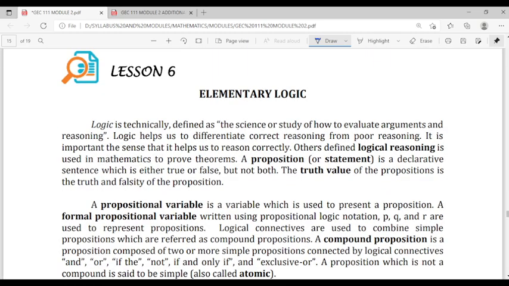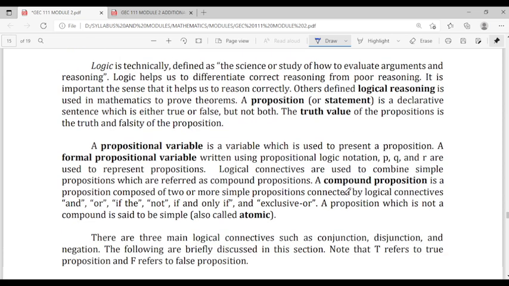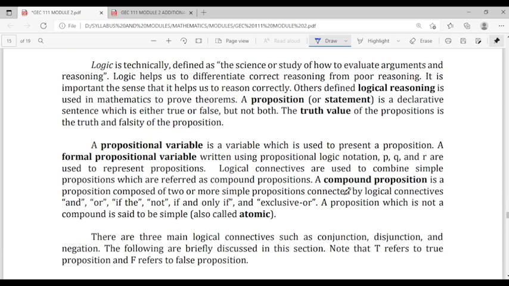Last lesson, we have the elementary logic. So, logic is defined as the science or study of how to evaluate arguments and reasoning. So, a proposition or statement is a declarative sentence which is either true or false, but not both. A propositional variable is a variable which is used to represent a proposition, a formal propositional variable written using propositional logic notation, P, Q, R.